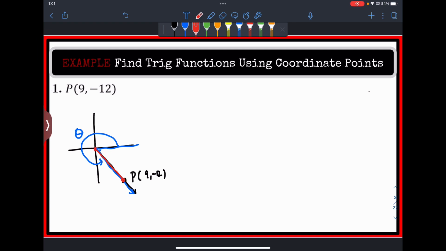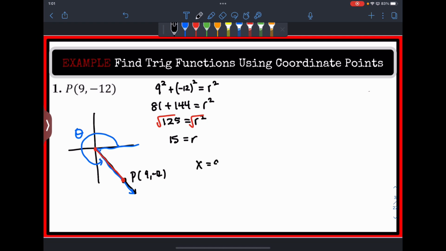Well, to get that, we use our Pythagorean theorem. So x squared, which is 9 squared, plus y squared, which is negative 12 squared, has to equal r squared. So 81 plus 144 equals r squared. That adds up to 225. And then taking the square root, which is 15, we get that the value of r is 15. So x equals 9, y equals negative 12, and r equals 15.